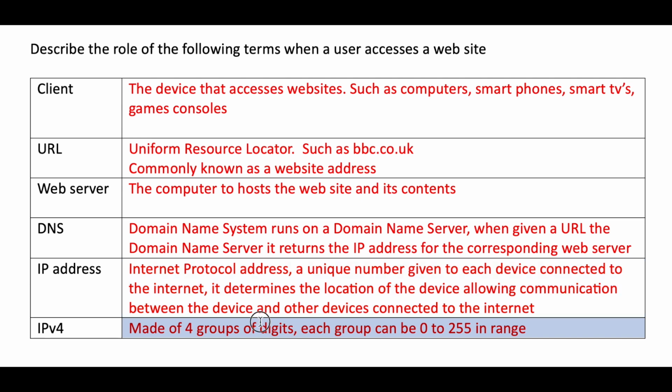Now, the version of Internet Protocol you need to be aware of is IP version 4. There is an IP version 6 which we won't address in this video. So IP version 4 is made of 4 groups of digits. Now each group of digits has a range of 0 to 255. So in other words, it's a 1 byte number. And each of those groups of numbers is separated with a full stop.